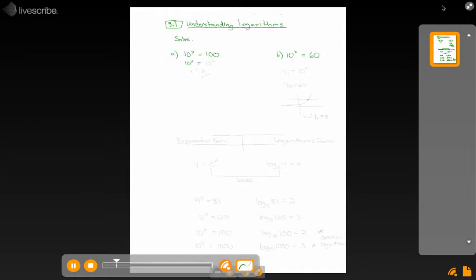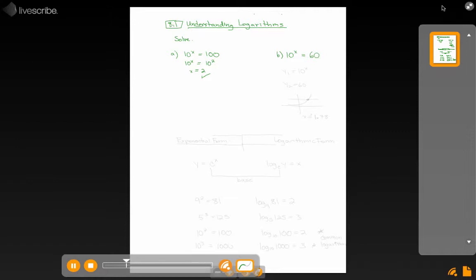Say 10 to the x equals 10 to the 2, and so we know that x must equal 2, and we can confirm that either graphically or just by putting in 2 as x in the original equation and finding out that it is true. The second question is a little bit different because 60 is not a power of 10, and so I don't know exactly what this answer is.